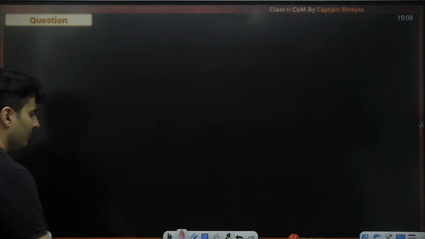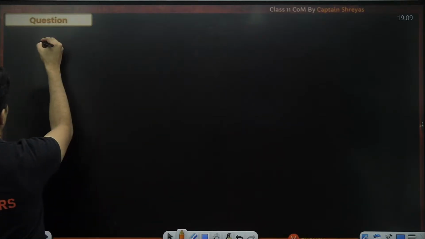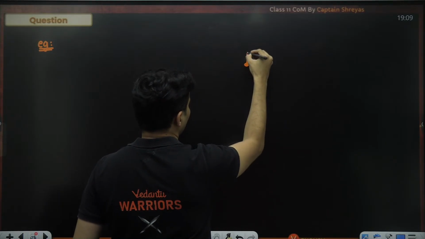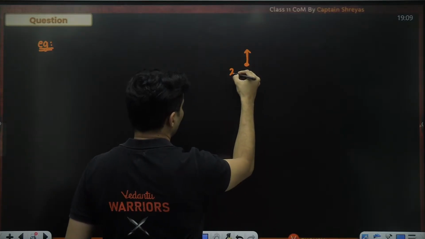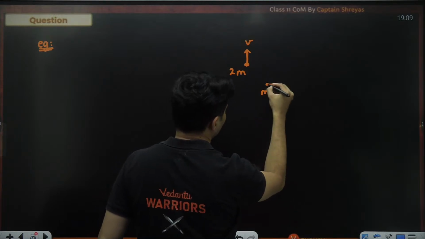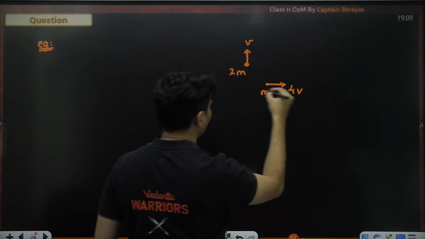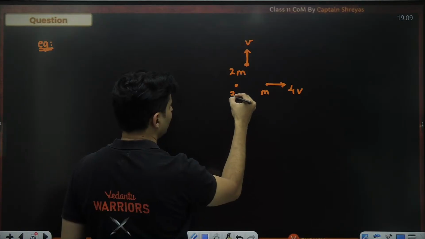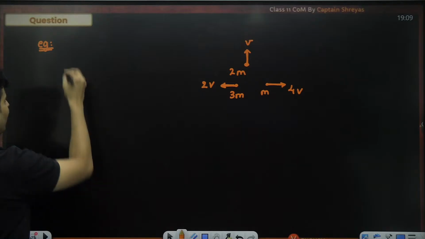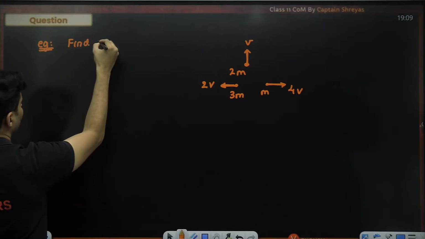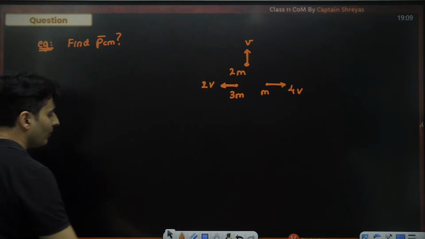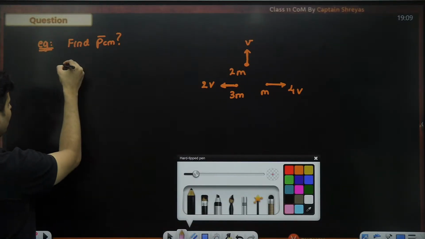So say for example, I've been told there is a mass over here of 2m, which is having velocity v, another mass m over here, which is having velocity 4v, and another mass of 3m over here, which has a velocity of 2v. If I ask you, find the momentum of the center of mass, all you have to do is find the total momentum of the system.